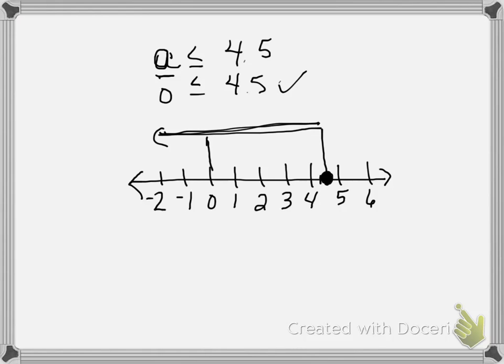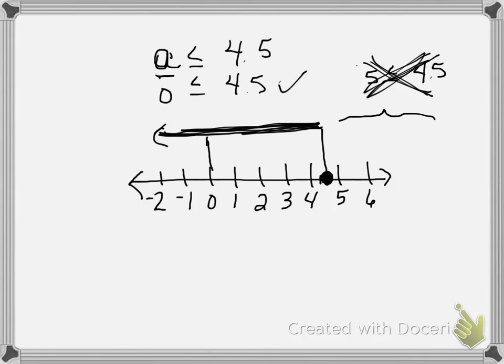My arrow's not covering these numbers over here, which is good because if I put in 5, is 5 less than 4.5 or equal to 4.5? No, so we don't want to point our arrow in this direction because this isn't true. We want to point our arrow in the direction of all of the numbers that make this inequality true.